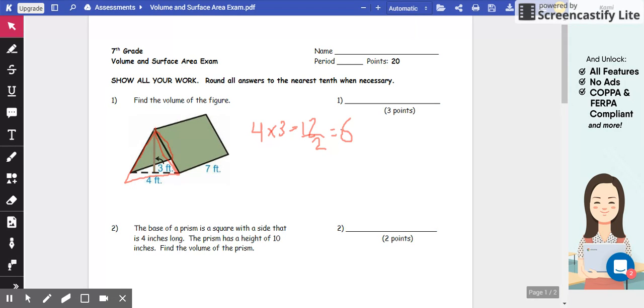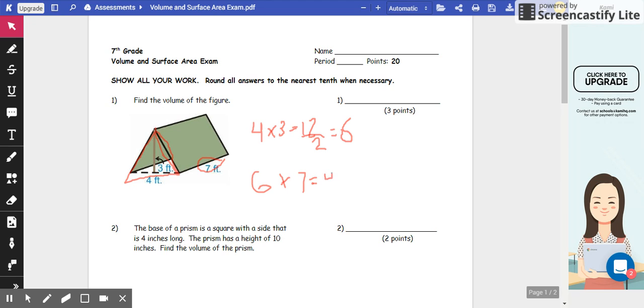We want to find volume, so we need to take the area of the base, which is 6, and multiply it by the height of the prism, which is the 7 feet. Remember, your height is not part of your base. So then we have 6 times 7. That's going to give us 42. Now we have feet, and it's going to be cubed. And that would be our answer.